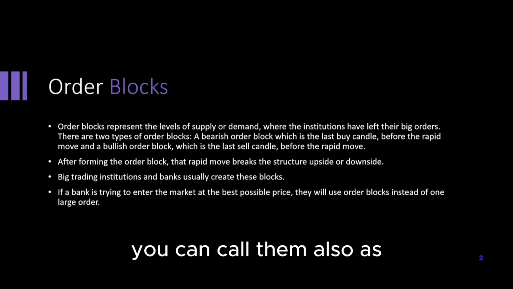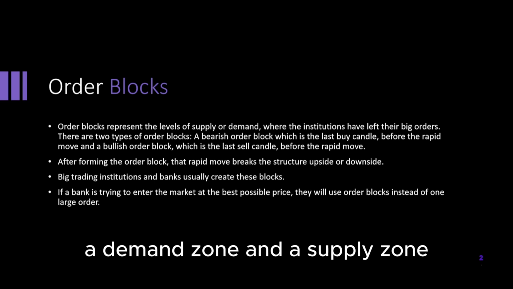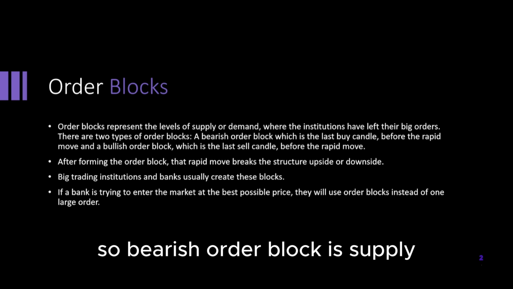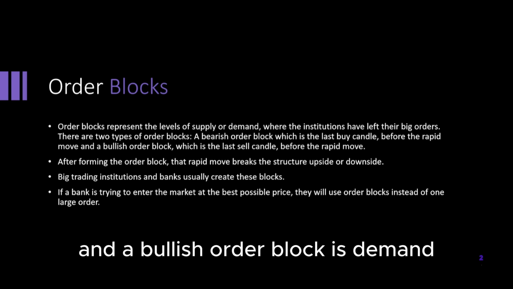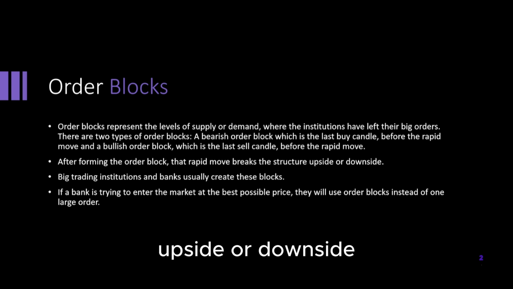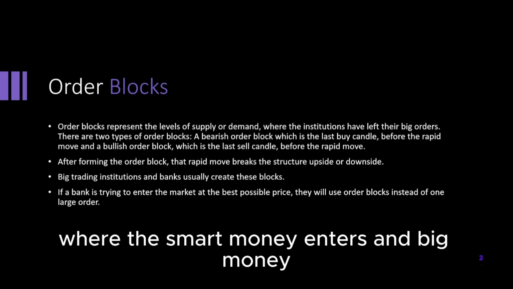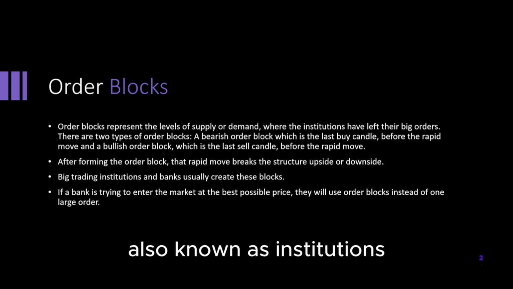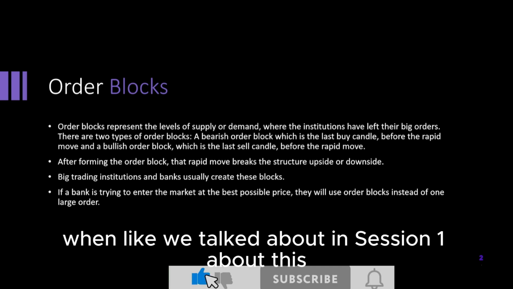You can also call them a demand zone and a supply zone. So a bearish order block is supply and a bullish order block is demand. After forming the order block, that rapid move breaks the structure upside or downside, where the smart money enters, and big money, also known as institutions and big banks, as we talked about in session 1.